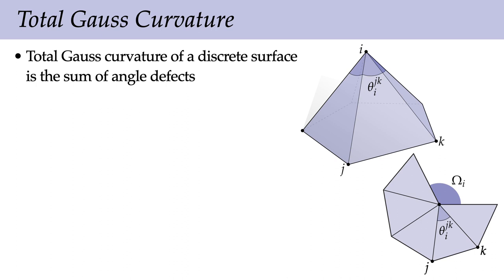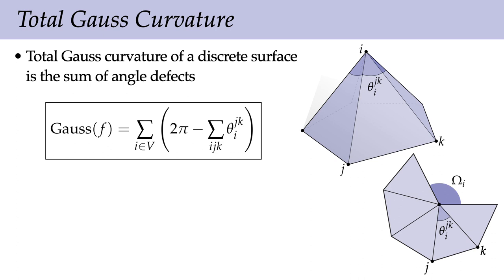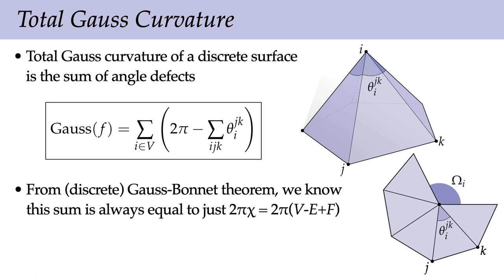Okay, and we said the total Gaussian curvature is just going to be the sum over all vertices of this angle defect, of 2 pi minus the sum of interior angles. An important theorem was a discrete version of Gauss-Bonnet. We know that the sum of all of these angle defects over the whole surface is always just a number, 2 pi chi, which depends only on the number of vertices, edges, and faces in our triangulation.